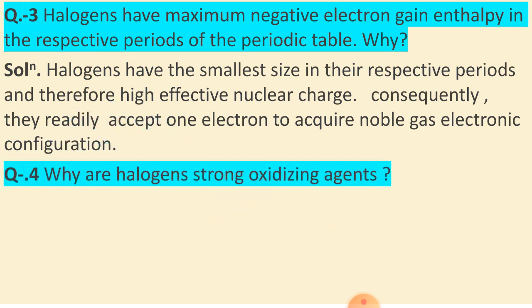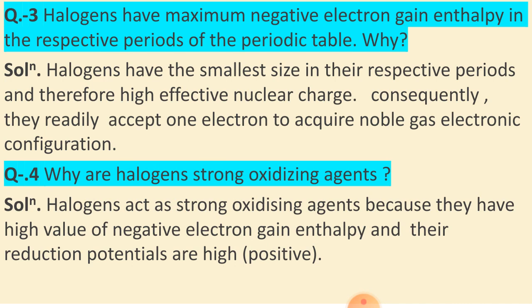Now dear students, next question, why are halogens strong oxidizing agents? This I also told you. Halogens act as strong oxidizing agents because they have a high value of negative electron gain enthalpy and their reduction potentials are high, that is positive. So due to this reason, that is, the more positive E naught value, the strong oxidizing nature of halogens.